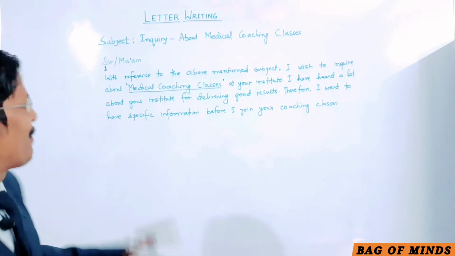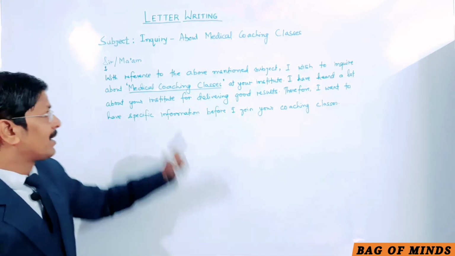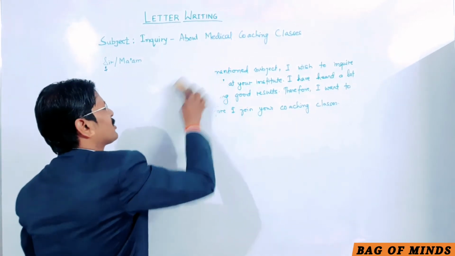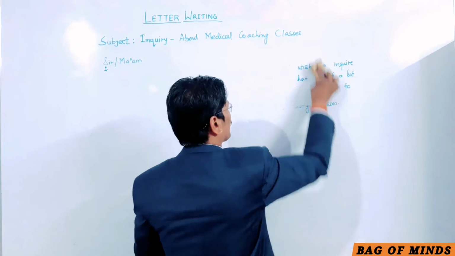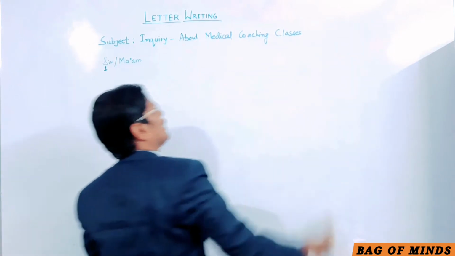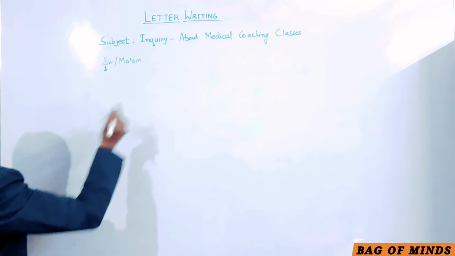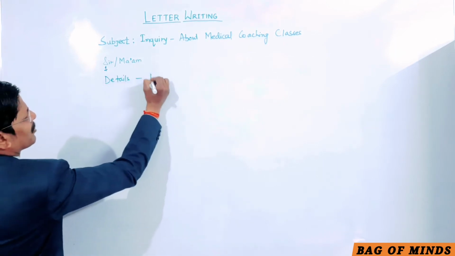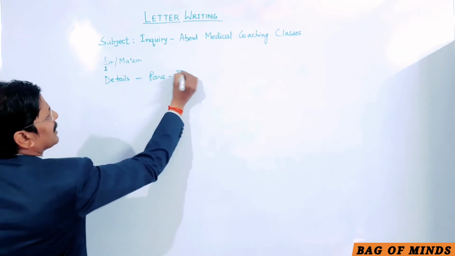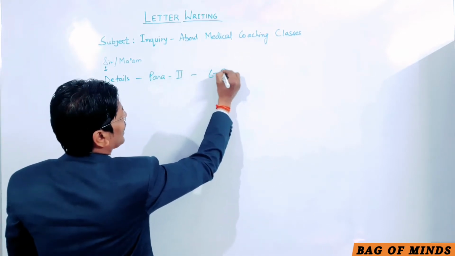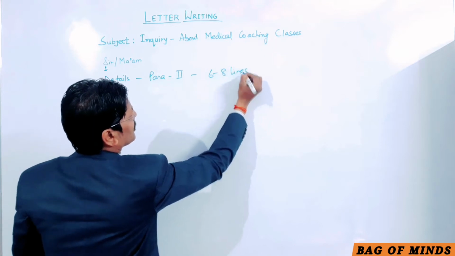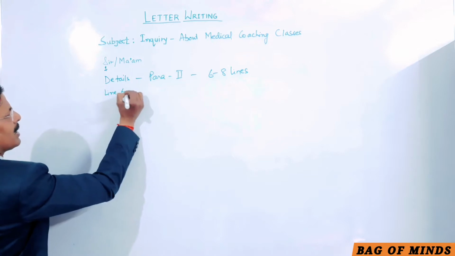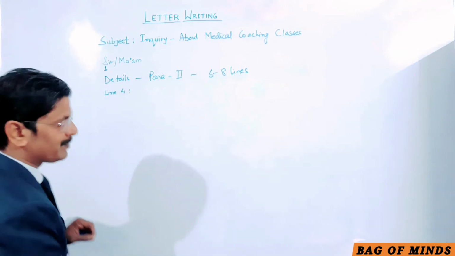Let's move towards para number 2. Let me be very particular, 3 lines maximum. Now para 2, since we have written just 3 lines in our para 1, that is the introduction, my letter is still left with the most important topic, which is details. You remember, students, details is our para 2 here, and you have to write 6 to 8 lines in order to meet the word limit, 100 to 120 words. So here, line number 4. Please be very particular, students.